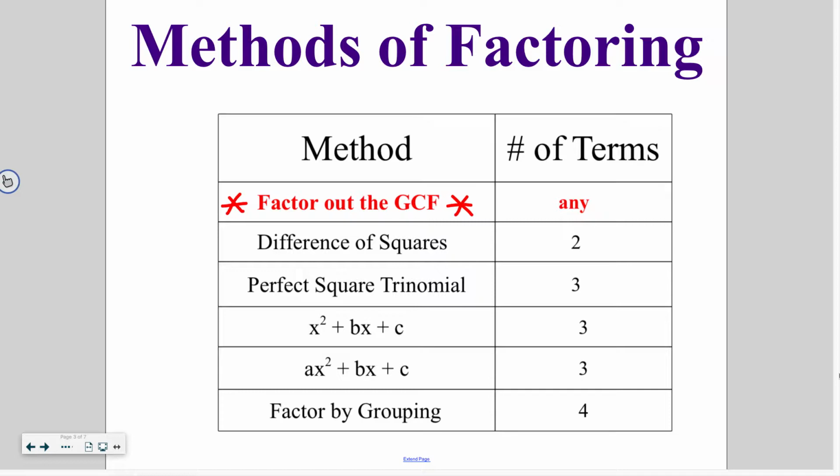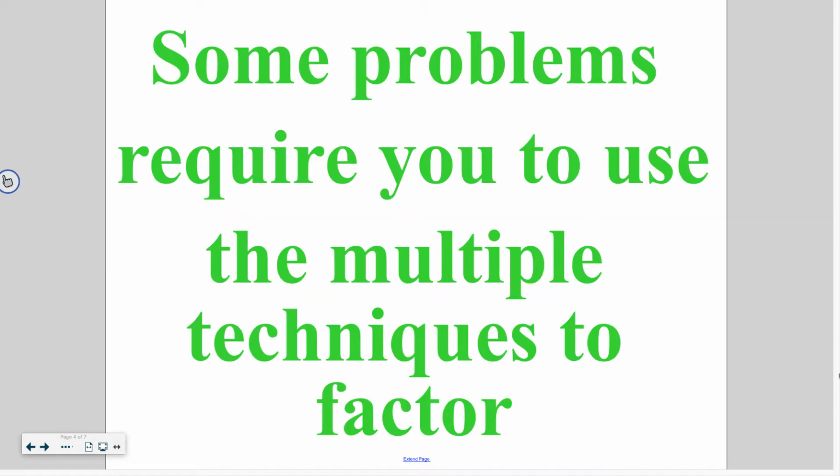making sure that you are checking for the GCF first in all problems, and then using your number of terms to help indicate what method of factoring you are using. A reminder that you can use multiple factor techniques within one problem. So we went over an example yesterday where we used 3 different techniques.